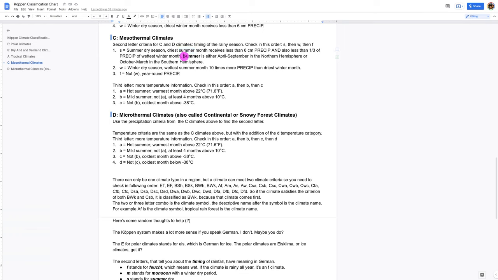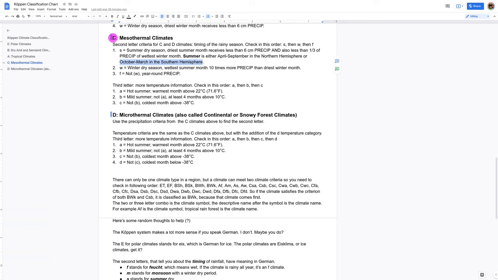So summer is either April through September in the Northern Hemisphere or October through March in the Southern Hemisphere. That's a big deal, because not all of the climate stations that we will be looking at are in the Northern Hemisphere. Some of them are Southern Hemisphere, in which case our winter is their summer. So you have to look at October through March to determine if it's got a summer dry season.